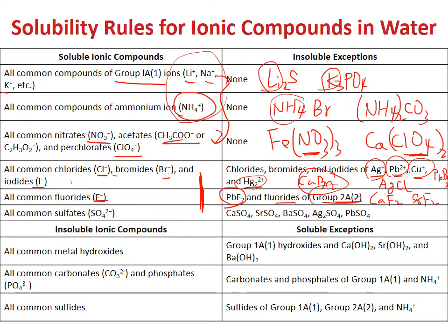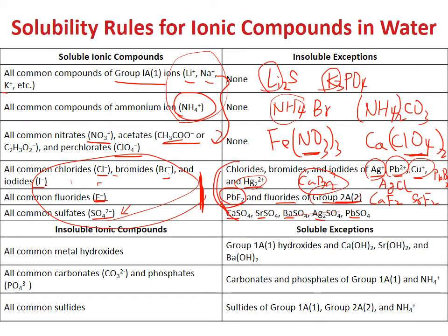Next is sulfate. Sulfate salts are almost all soluble except here, again, group 2: calcium, strontium, barium. These are group 2 metals, and these salts are insoluble. And silver, lead, they are insoluble. So these are exceptions. So fluoride, bromide, iodide, chloride, and sulfate, these anions are mostly soluble. The exceptions are here. You need to spend time to memorize them.